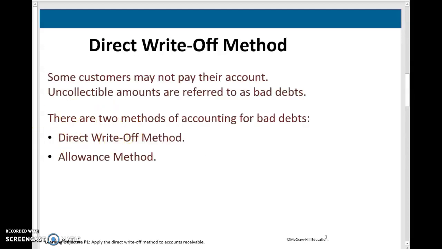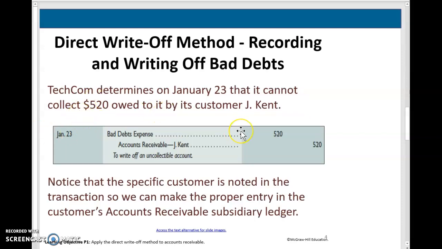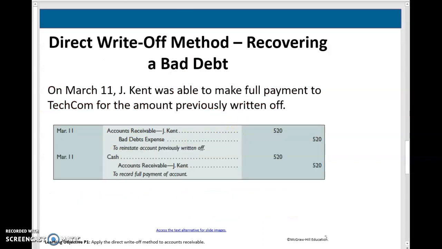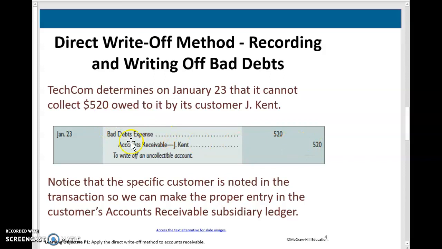This one basically says, we have a customer that's not going to pay us money, so let's write that off. And we will write it off to an expense account that will reduce the amount of our net income. We'll record that as a bad debts expense, and we will credit the account of the accounts receivable, the customer. So here's an example of the write-off.